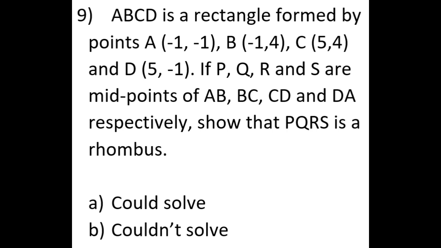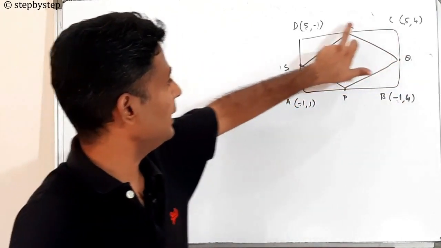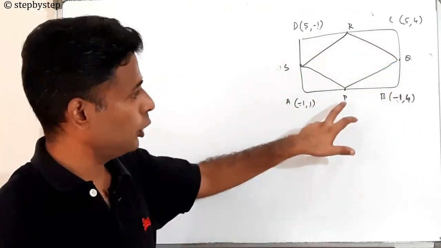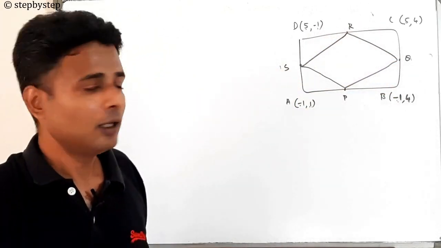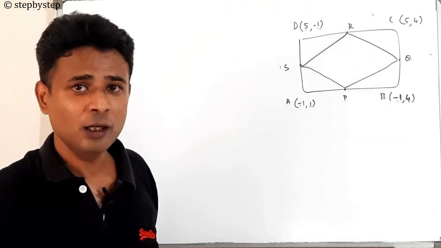Alright guys, the next question. They have told you A, B, C, D are vertices of a rectangle. Always take it in cycle. And they have told you P, Q, R, S are midpoints. And we have to prove that the line joining P, Q, R, S will form a rhombus.